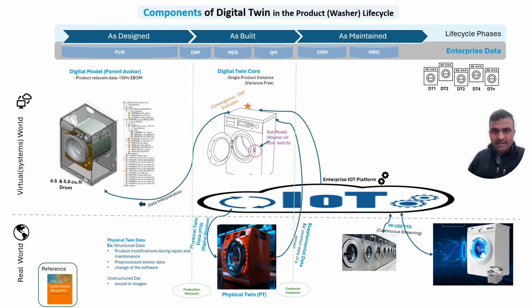Technically, each individual washer, from each home, is connected with one individual digital twin. I'm just showing every data connecting to a digital twin core for the sake of simplicity, but actually each will be connecting to an individual digital twin model.